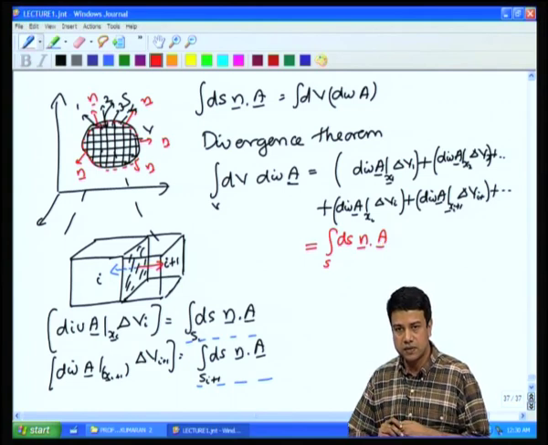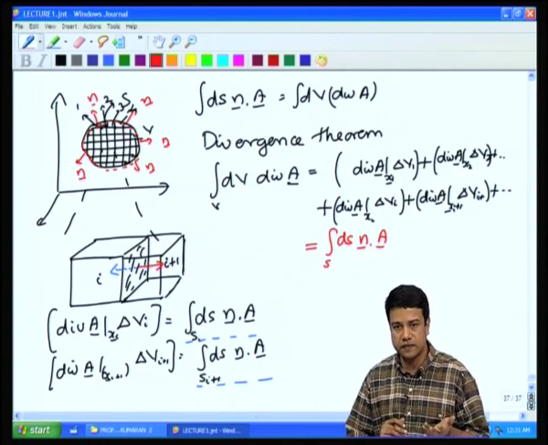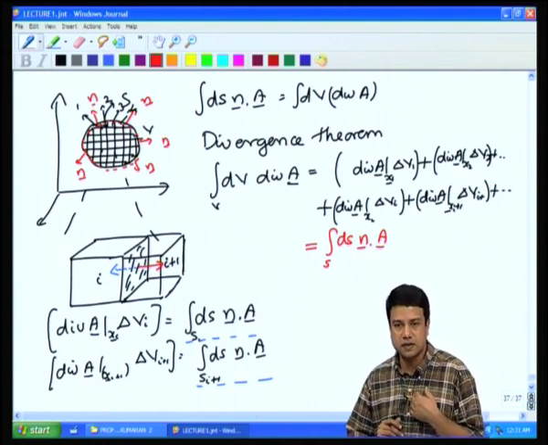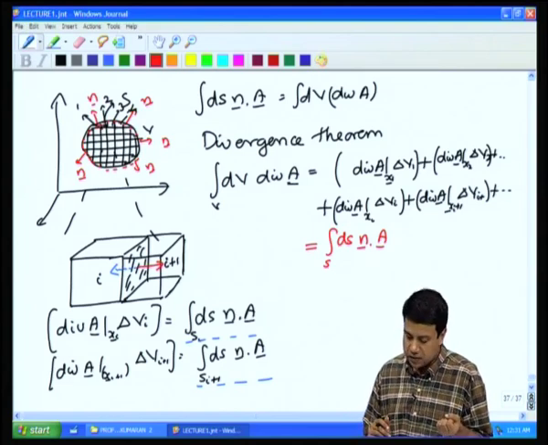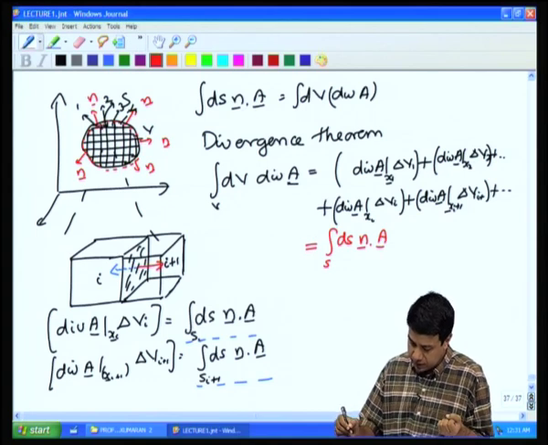Okay. So, this is the divergence theorem, the integral relation for divergence, just as I had the differential relation for divergence earlier, the integral relation for divergence is this one. Okay. It relates the volume integral to a surface integral. Okay.